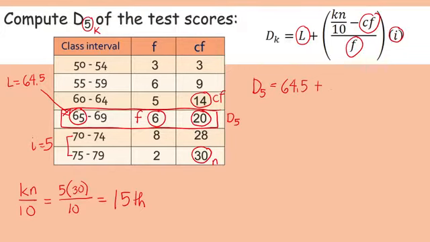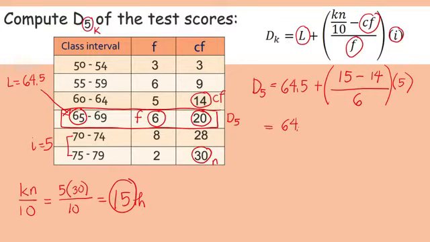64.5, the lower boundary, plus Kn over 10 is 15 over here. 15 minus the CF, that's 14, divided by the F, that's 6, times the I, which is 5. So we have here 64.5 plus, subtract the numerator, you get 1 over 6, multiply this by 5. So what is 1 times 5 divided by 6?